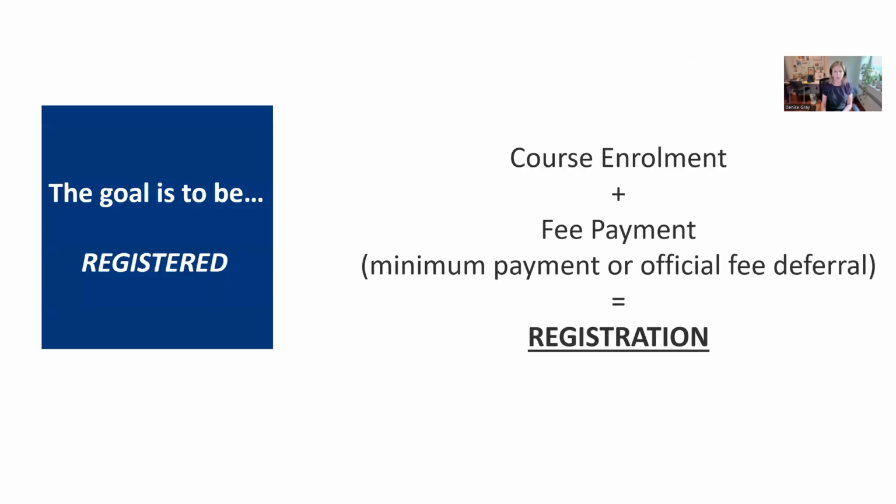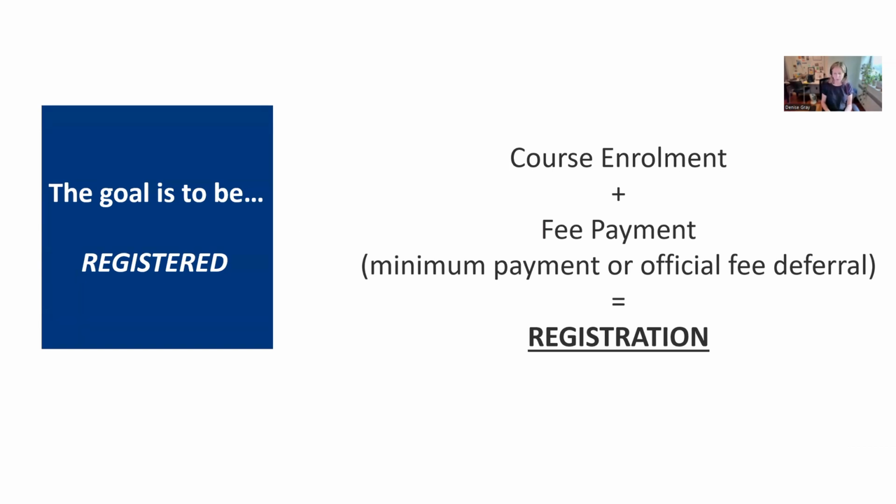Okay, so course enrollment, we've covered this in great detail, is one part of being registered. Registration is your key. The second part of registration is fee payment. Once you've enrolled in courses, then you need to focus on paying your fees. Your minimum payment is 50% of your total academic fees, and that is all calculated for you on your invoice, which will appear on Acorn in mid-July.